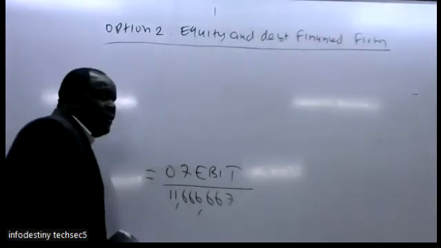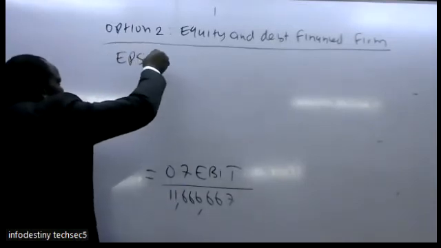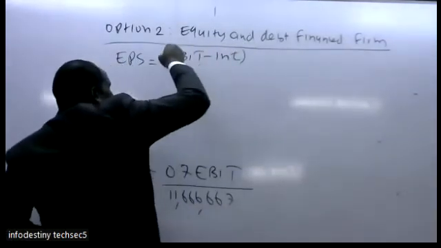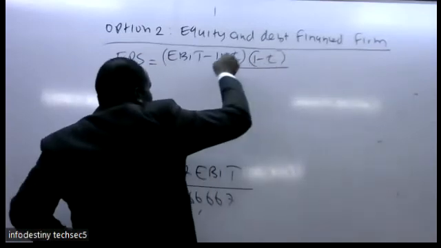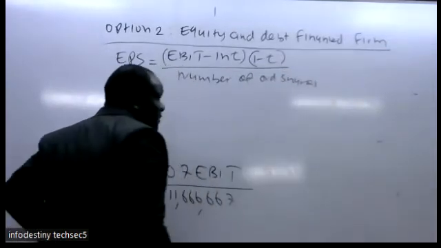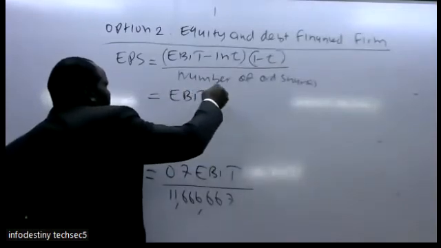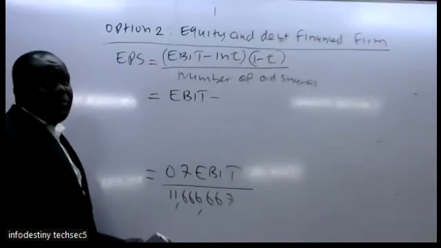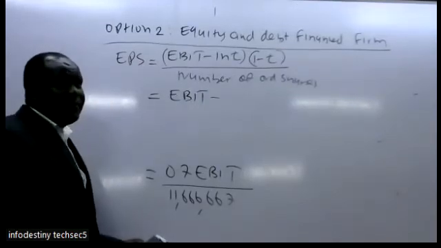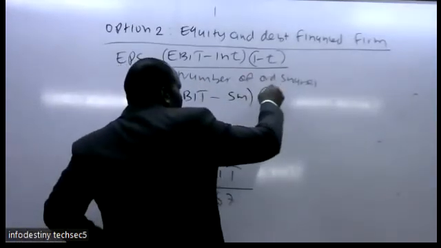Earning per share should be given by earnings before interest and tax, we subtract interest, then 1 minus the tax rate, and we divide by the number of the ordinary shares. So it will still be earnings before interest and tax minus interest. Go to option 2, remember Roman letter 2 of the question. How much did we get as interest? Under Roman letter 2 we got 5 million. Everything, you refer to what you calculated in Roman letter 2. So 5 million, then 1 minus 0.3.